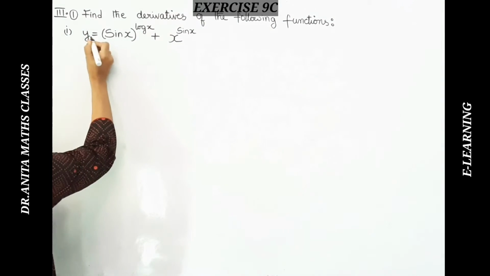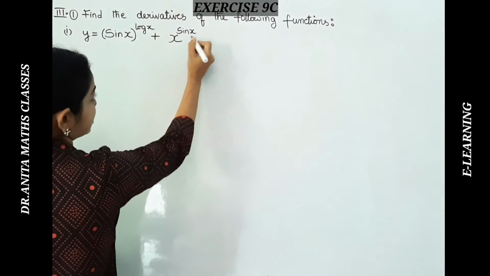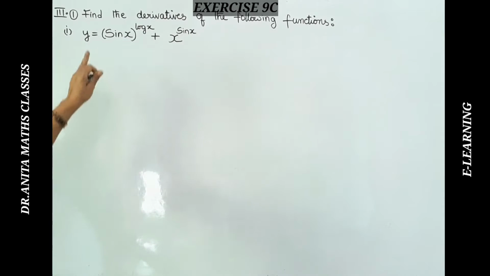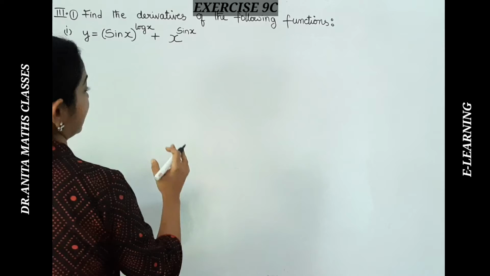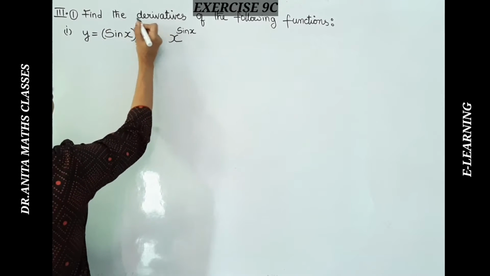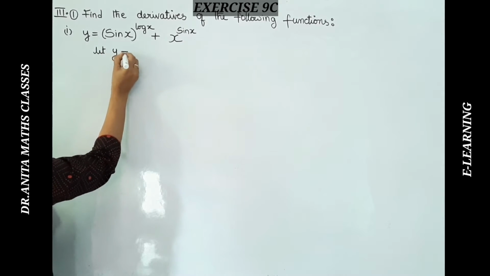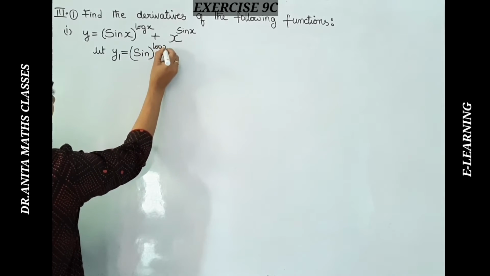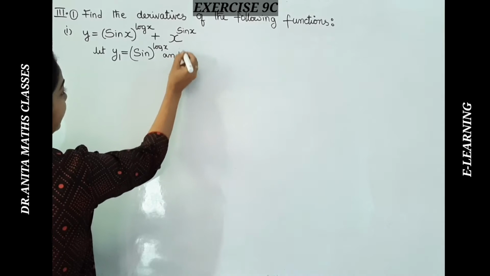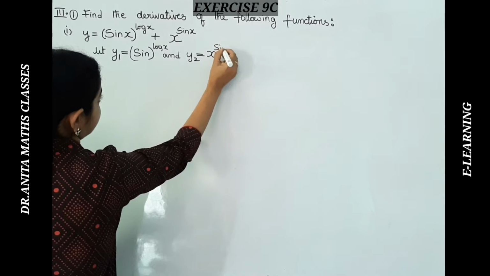Now here when you are seeing this, given y function already, sin x raised to the power of log x plus x raised to the power of sin x. Clearly there is an exponents, right? When exponents are involved, we have to go for the logarithms, right? Here I'll be applying log both sides, but before that I'll take this function as y1. Let y1 be the first function, this function, that is sin x raised to the power of log x, and I'll take this function as y2, x raised to the power of sin x.